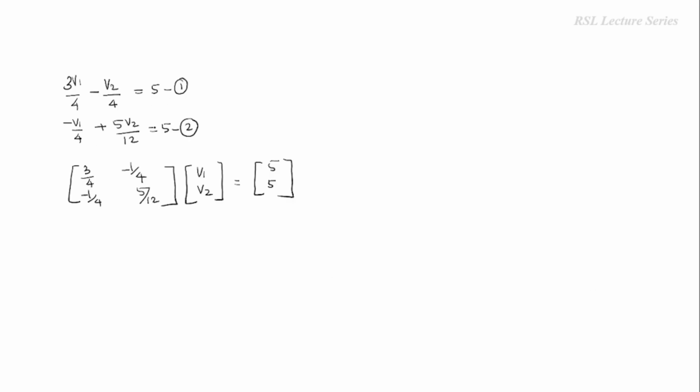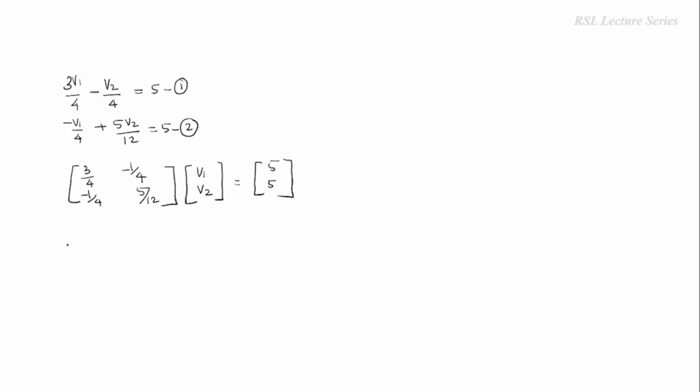These are the two equations we have obtained. First equation 3V1 by 4 minus V2 by 4 equal to 5. Second equation minus V1 by 4 plus 5 V2 by 12 equal to 5. Okay, now we can write it in the matrix form. So in the matrix we have to write down the coefficients of V1 and V2. And on the right hand side, this is the current matrix as we have discussed previously. So 3 by 4 minus 1 by 4. Similarly, second row minus 1 by 4, 5 by 12. Here the unknown values of voltages V1 and V2. Right hand side we have to write these two values 5 and 5.